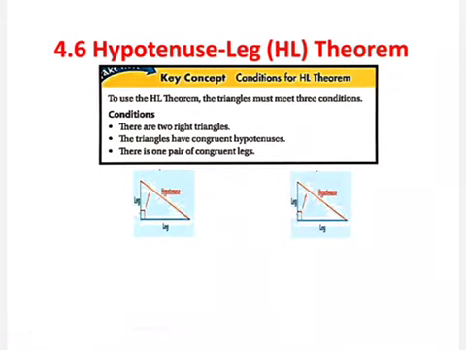So like I said before, in order to use this, you need three things: right triangles, congruent hypotenuses, and one pair of congruent legs.